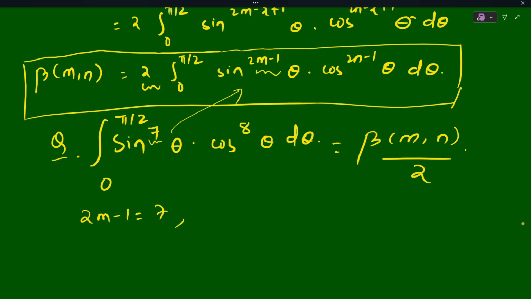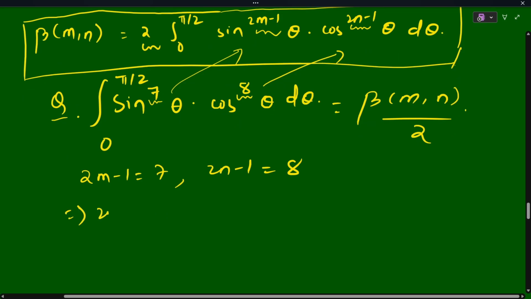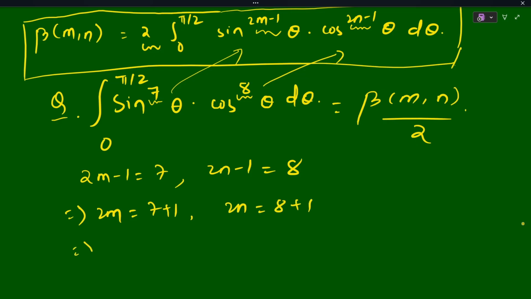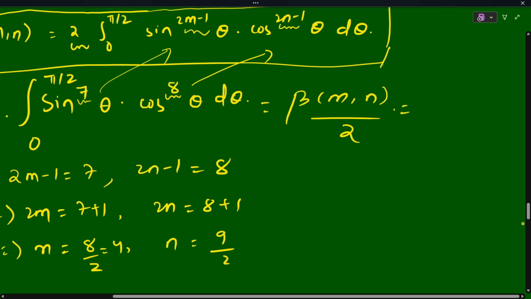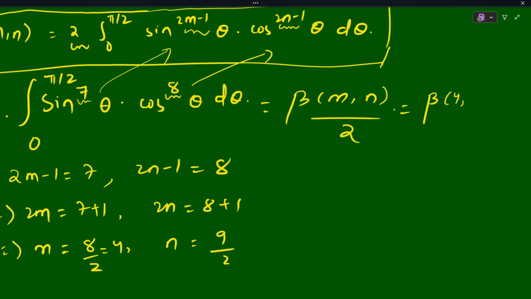Similarly, if you compare these two terms, here this is cos 8 theta and here it is cos 2n minus 1 theta. So from here this 2n minus 1 is 8. So from here you can find out m and n value. This m is 8 by 2, similarly n is 9 by 2. So it is 4, so I can use this value here. Now I can find this value beta mn as beta 4 and 9 by 2, then divided by 2. Now how to find this one?